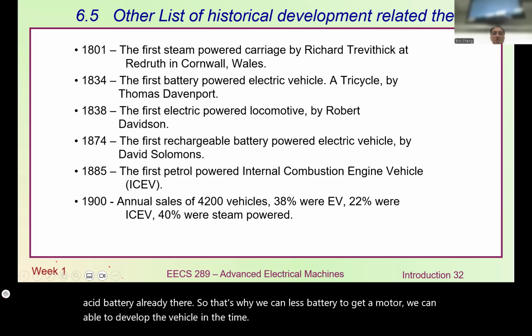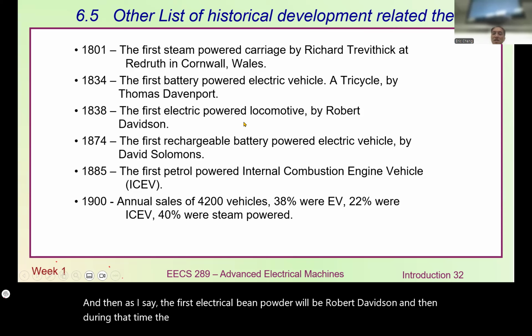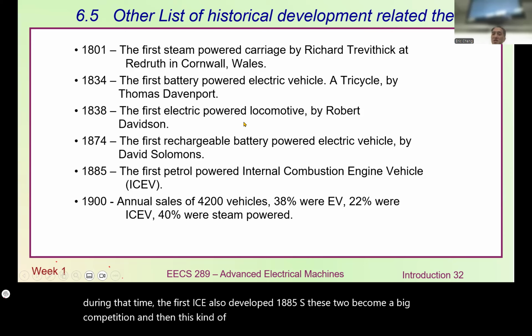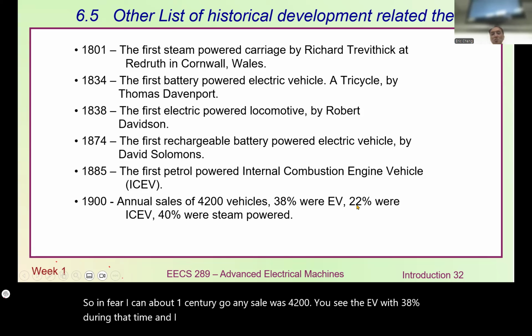And then, as I said, the first electric vehicle being powered was by Robert Davidson. And during that time, the first ICE was also developed in 1885. So these two became a big competition. And then this kind of ICE gradually replaced the EV. So in here again, about 1 century ago, the EV share was 38% during that time, and ICE only 22%.